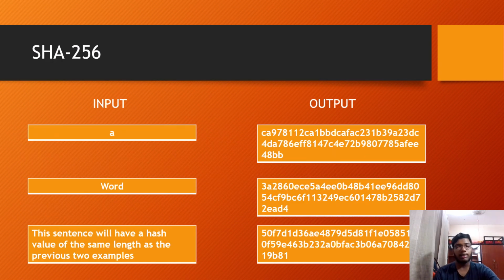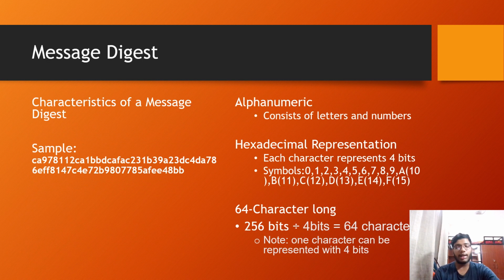A single character, a word, a sentence, a paragraph, or even an entire book as an input will have the same length of hash, which is 256 bits long. It converts data into an alphanumeric hash in hexadecimal representation, meaning its hash value is composed of a total of 64 characters that are either letters or numbers. You may be wondering: 1 byte is equal to 8 bits and 1 character in hex can be represented using a total of 4 bits. Since the hash value is 256 bits long, 256 divided by 4 bits per character results in a total of 64 characters.